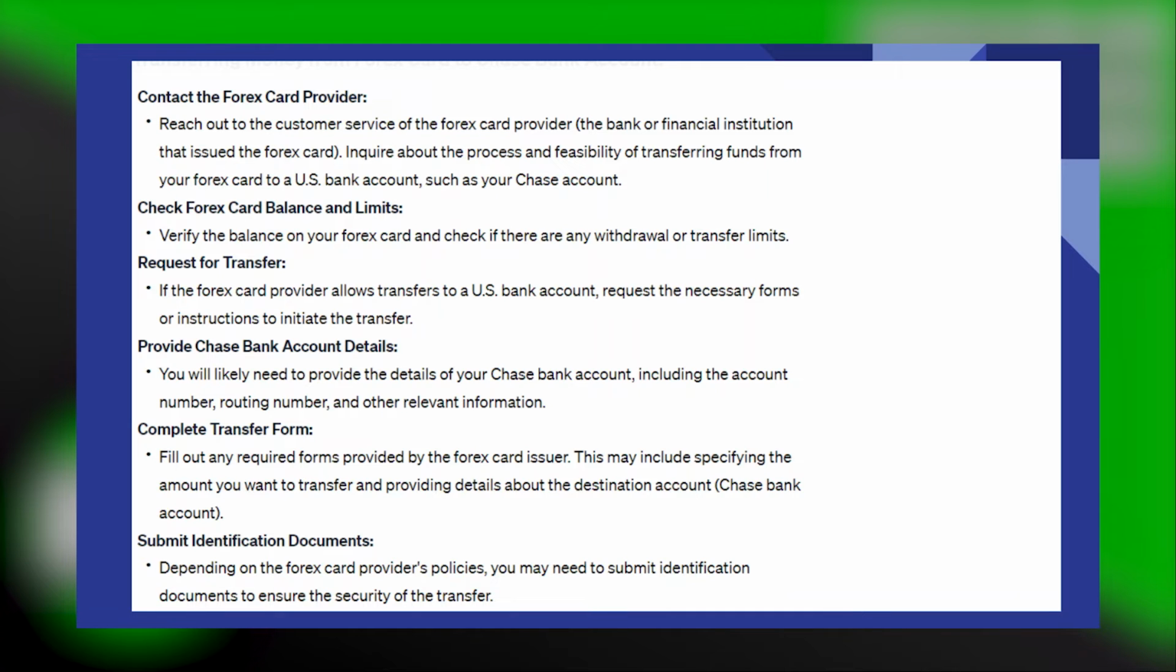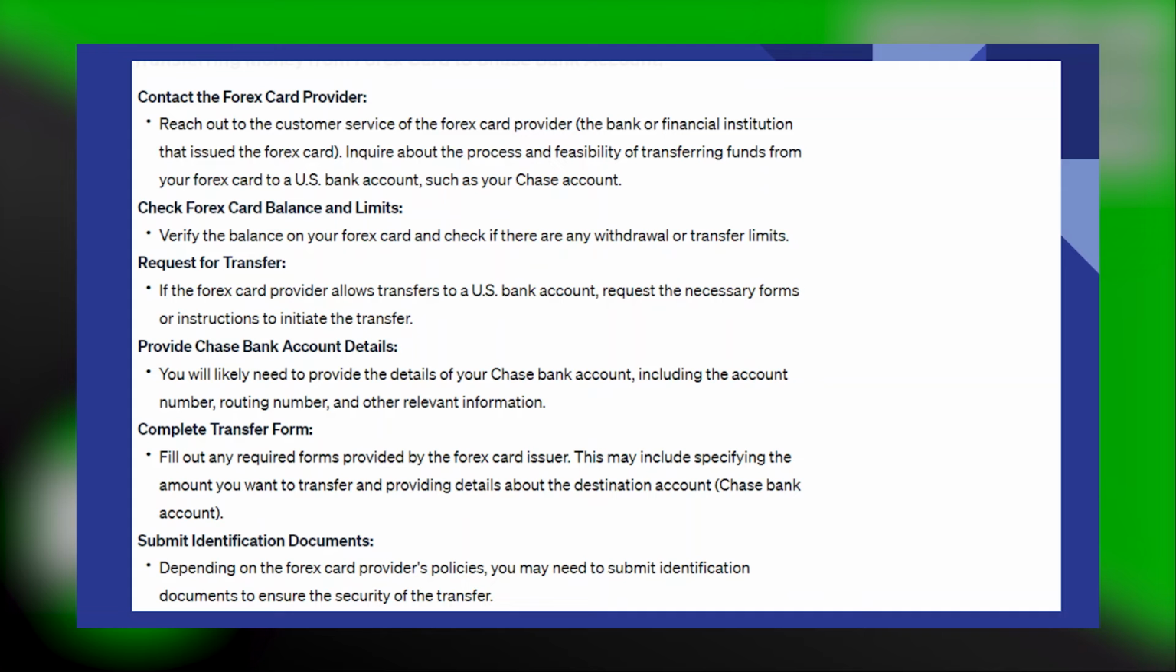You will likely need to provide the details of your Chase bank account, including the account number, routing number, and other relevant information. Fill out any required forms provided by the Forex card issuer. This may include specifying the amount you want to transfer and providing details about the destination account.